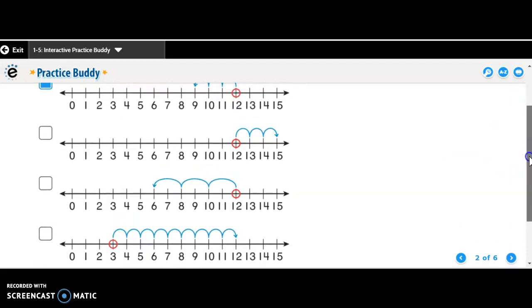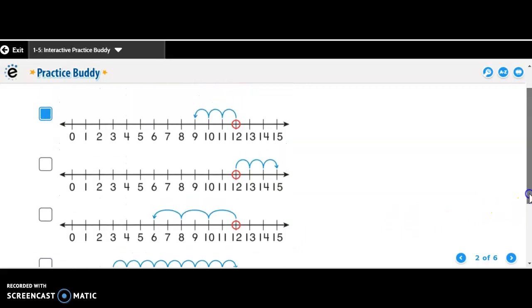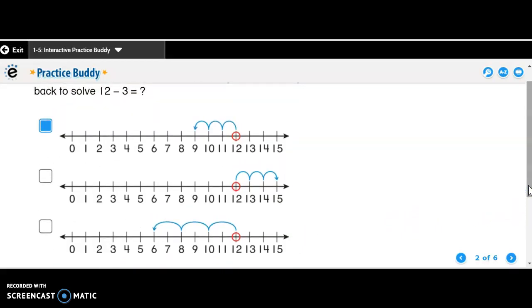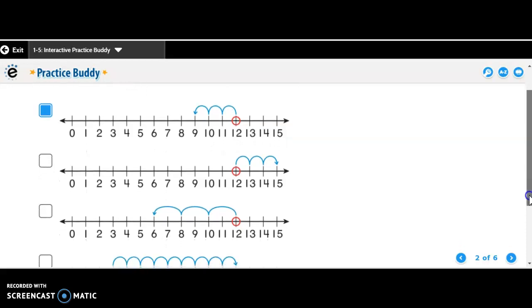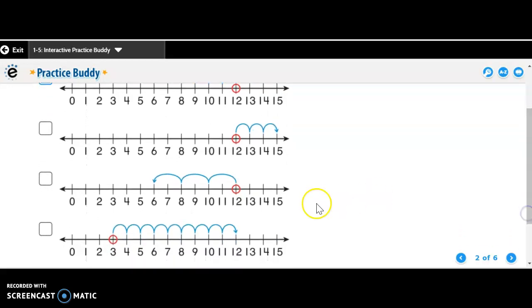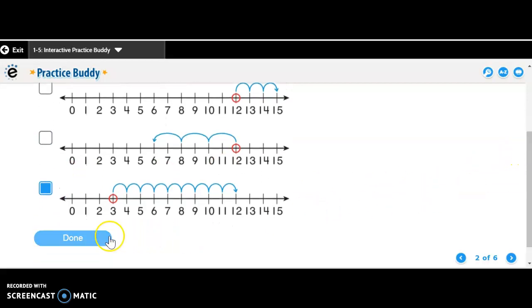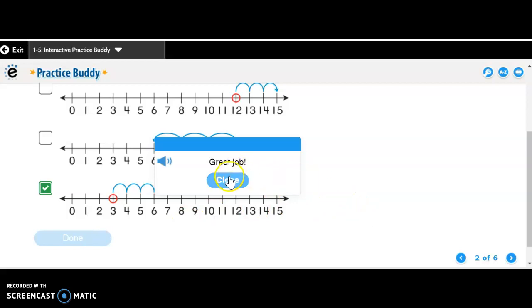So here we're starting at 3, and it looks like we're counting on all the way up to 12. Let's see if that makes sense. We're looking for 12 take away 3. So instead, they're counting on. They're starting at the littlest number 3 and counting on until they get to 12. Let's look and count. 1 jump, 2, 3, 4, 5, 6, 7, 8, 9 jumps. That's one of our numbers in our fact family. 9 jumps to get from 3 to 12. That makes sense to me. Let's go ahead and mark those 2 answers and see how we did. Great job, we did it.